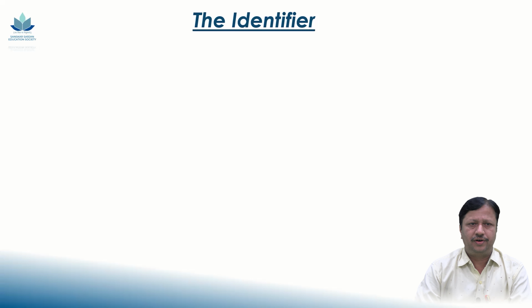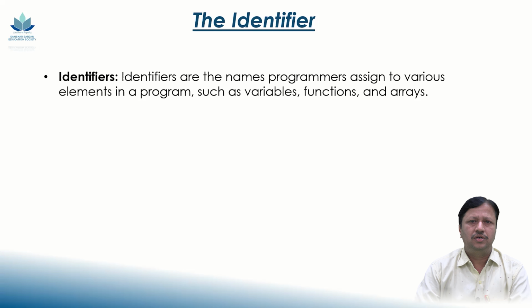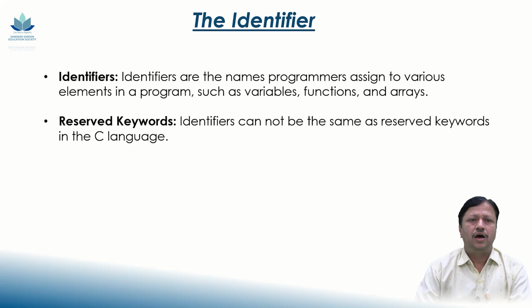The identifier. First, understanding the definition of an identifier. Identifiers are the names programmers assign to various elements in a program, such as variables, functions and arrays. These names help the compiler and the programmer keep track of different parts of the code, making the program easier to read and maintain.